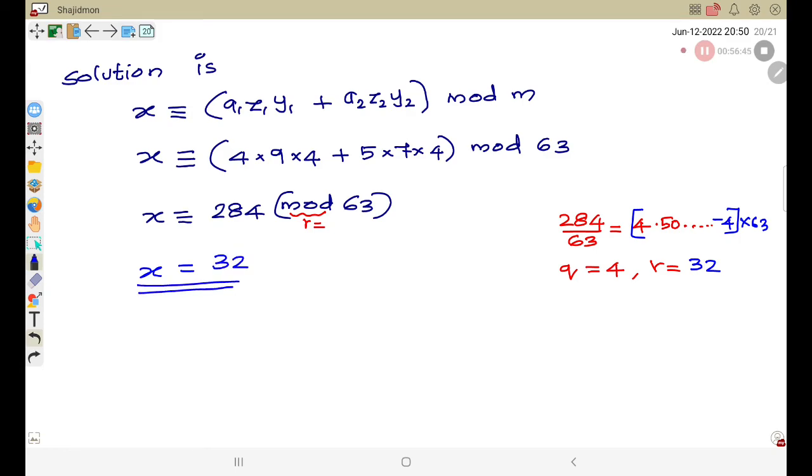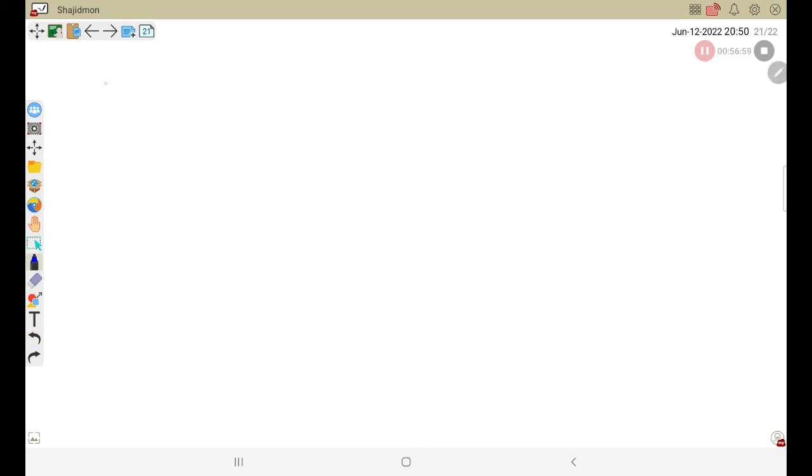So it is correct because 0 is less than or equal to x, which is less than the m number. The m number is 63, so our answer is below 63. It is 32, so 32 is the solution. I hope you understood this question also. Now for this question also I am using the shortcut method, just to check whether the answer is correct or not.